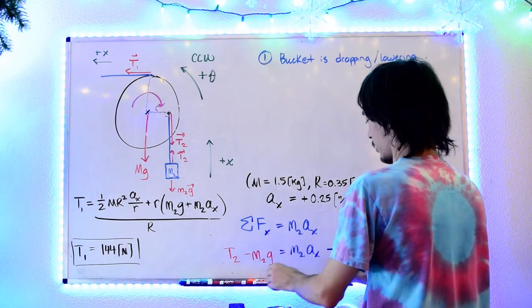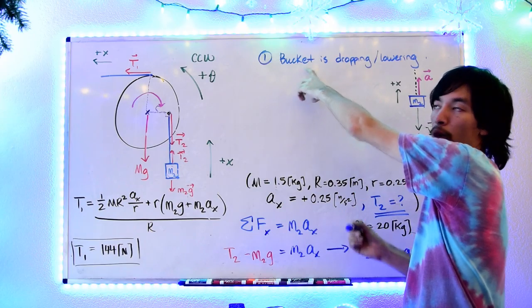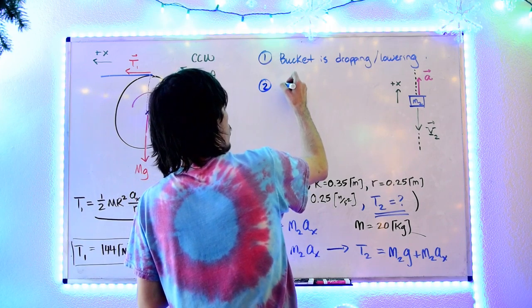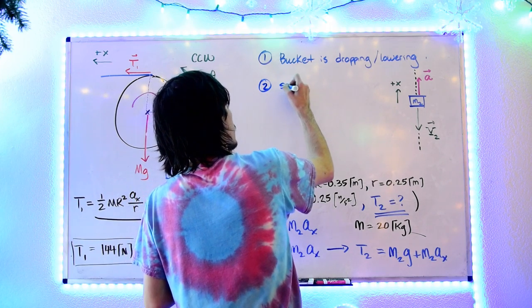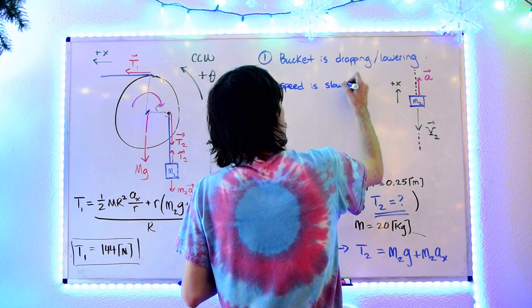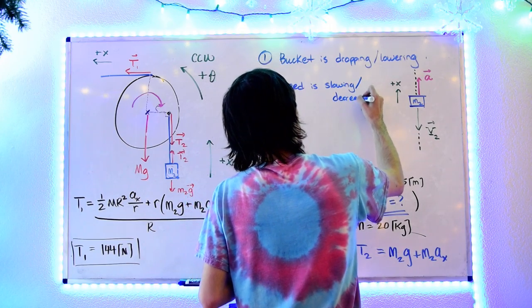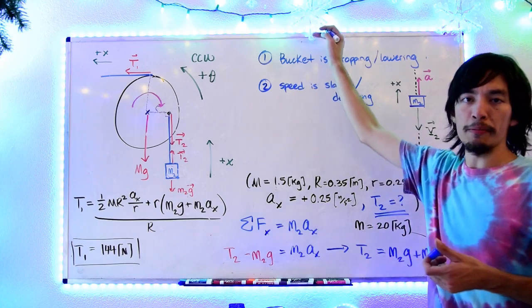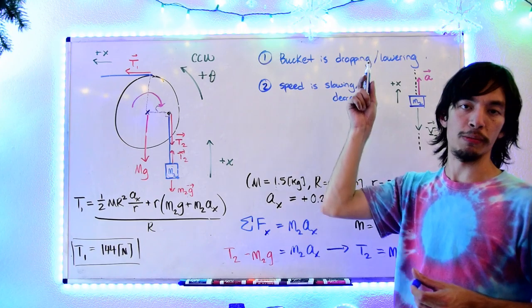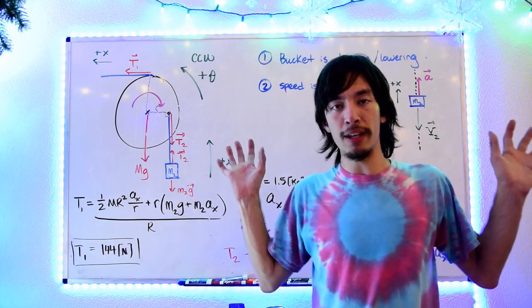So the other thing I was going to say from here is that one condition was that the bucket was dropping down, but the other thing that allowed me to figure out the direction of the acceleration is that I told you that the speed is slowing, or let's say decreasing. So these two statements together will tell you the information of the acceleration needing to be upwards ultimately to slow it down. So let me know if that makes sense.